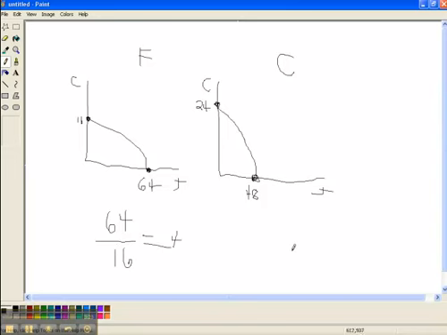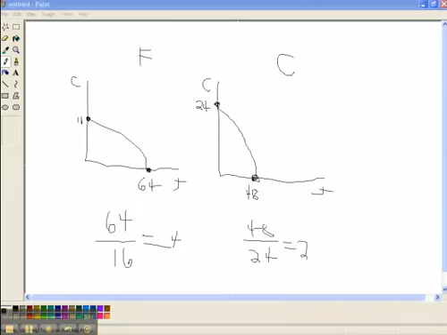For country C, if we produced all jeans, we would be producing 48 million pairs of jeans. Then if we chose to shift all of our production to corn, we would have 48 divided by 24, which is going to give us 2.